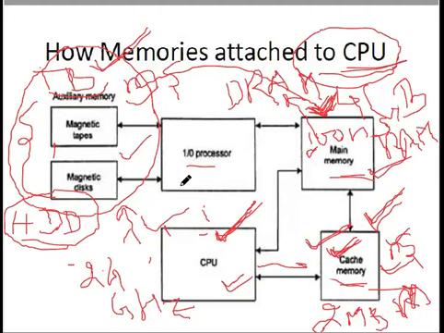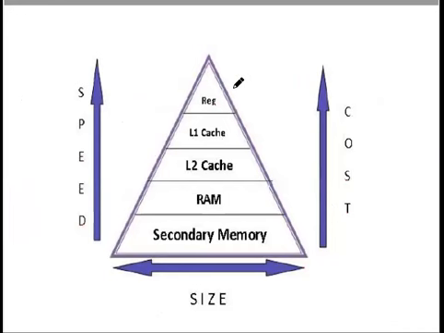So on the basis of cost, access time, and storage capability, the memories have been classified. And this is the basic structure of a computer system, how a computer organization is carried out. So let us see how the memories are classified. The basic unit of the memory is the register. Then we have L1 cache, then L2 cache, RAM, then secondary storage.